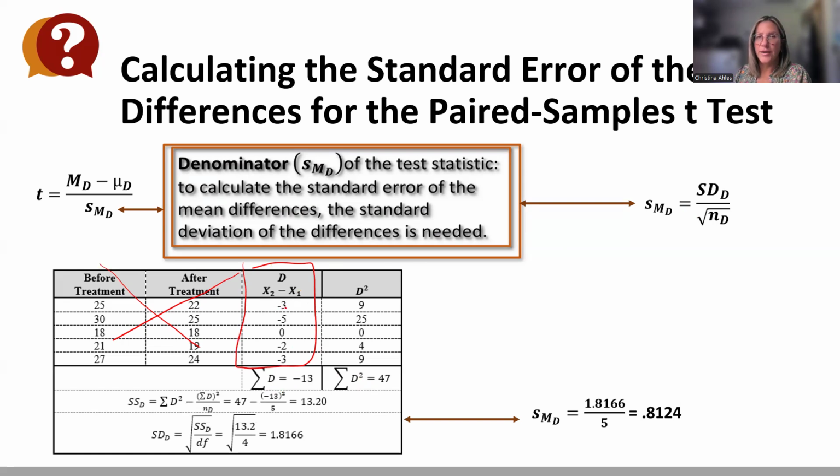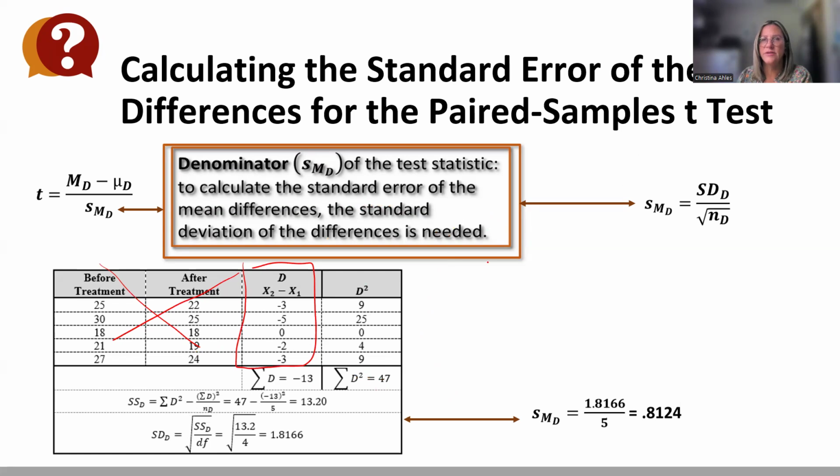Negative 3 squared should be 9. Be careful, because if you square a negative, it should be positive. When you put that in your calculator, if you enter negative 3 and square it, it'll show a negative, and that negative should not be there. You have to put parentheses in the right way. I just say if you're squaring a negative, drop the negative and put the value in so you get the right number. So our sum of D squared is 47.